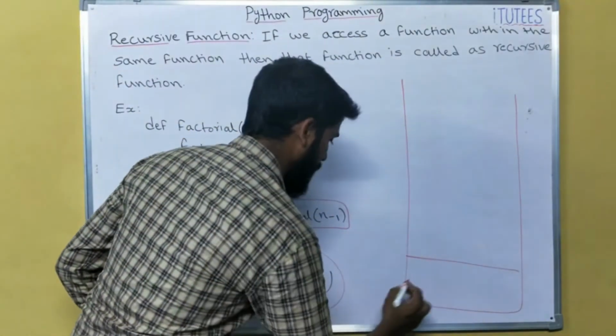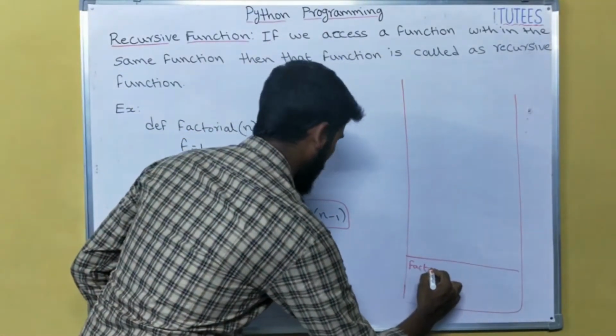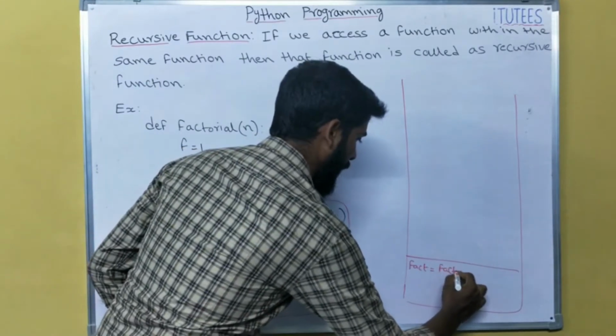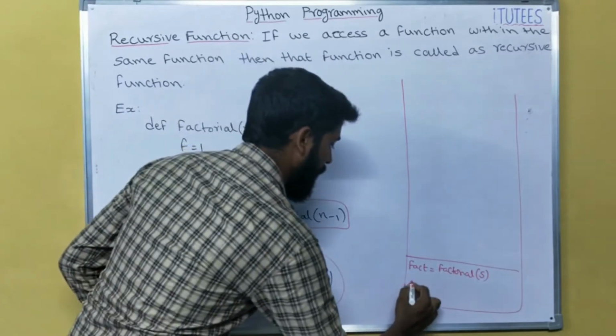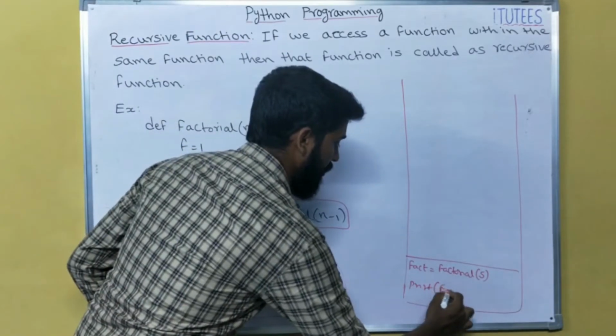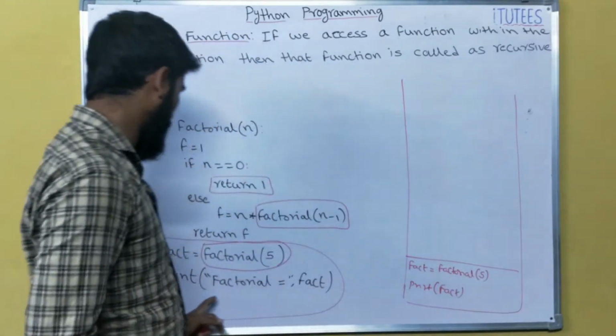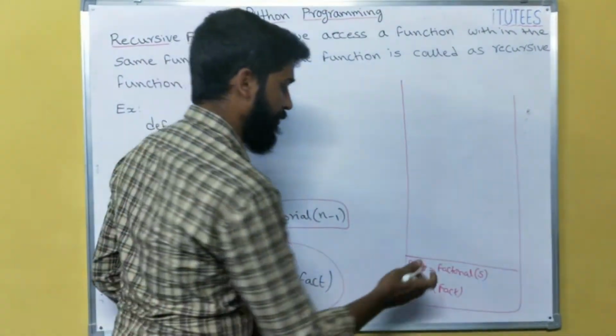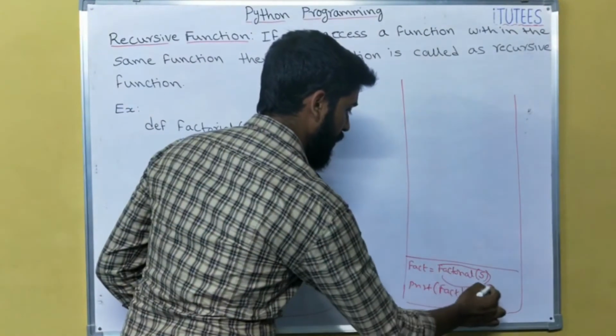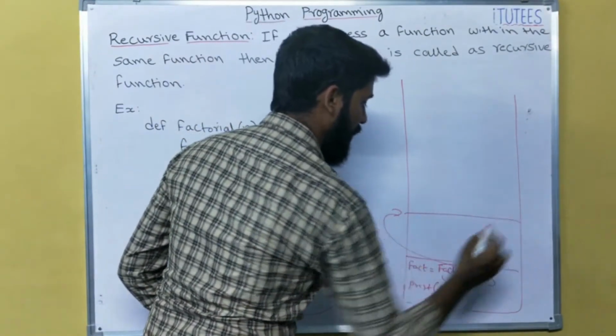What is the first instruction? Fact equals factorial of 5. After that we print the fact value, so that is the last instruction. Fact equals factorial of 5, and we don't know the value of this. This is the function, so a function call occurs.